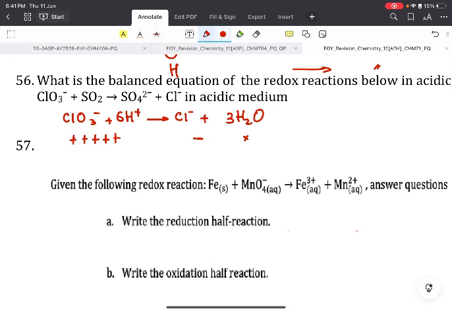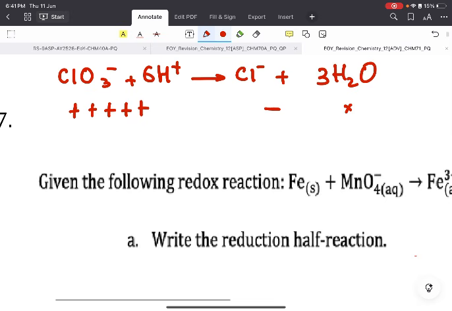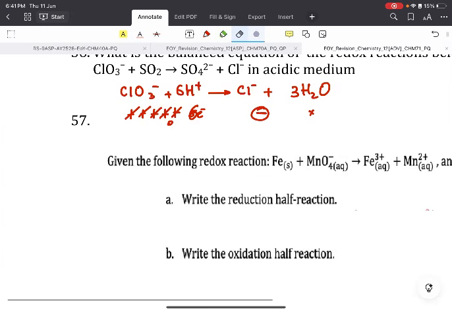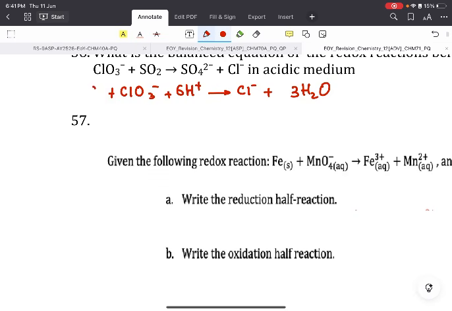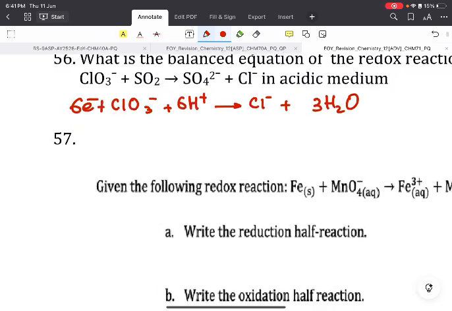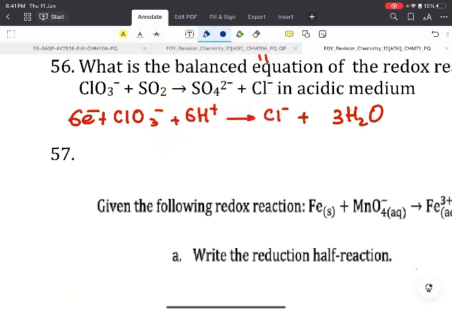Balancing the charge is done by adding electrons on the higher side until it reaches the lower side. So for this one, if I'm gonna add 1, 2, 3, 4, 5 electrons, it's gonna become 0. I don't want it 0, I want it -1. So in this case, I'm gonna add 6 electrons. So 6 electrons will be added on this side. I'm done with the first one. Now I'm gonna move to the next one.